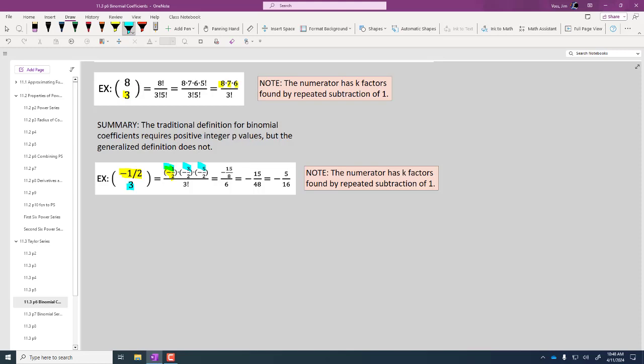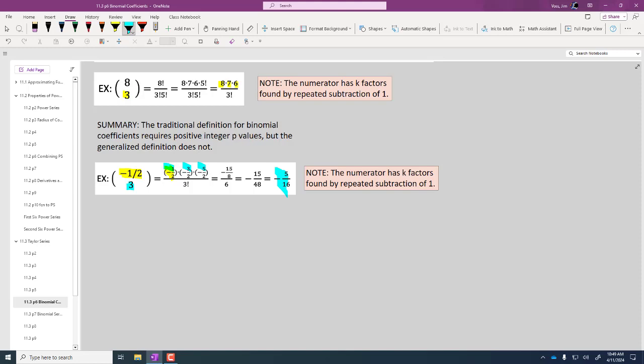It doesn't have a physical thing that you can interpret it by, but you can mathematically define the binomial coefficients now for p-values that are any real number. If you're just going to do repeated subtraction by 1, we can do that with any real number. So now we get that coefficient is equal to negative 5/16.